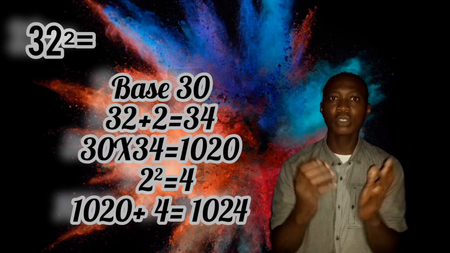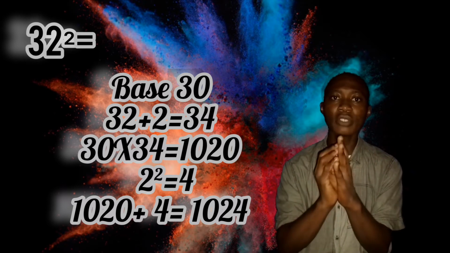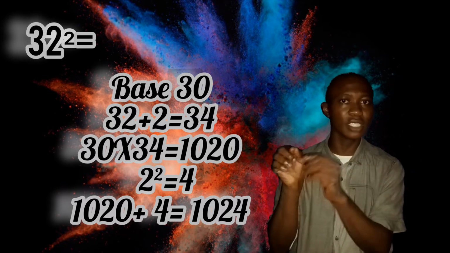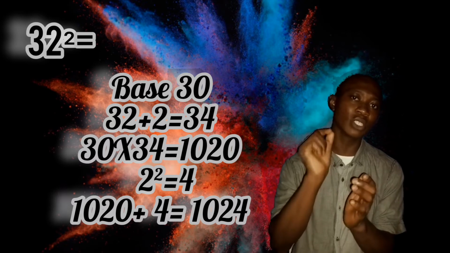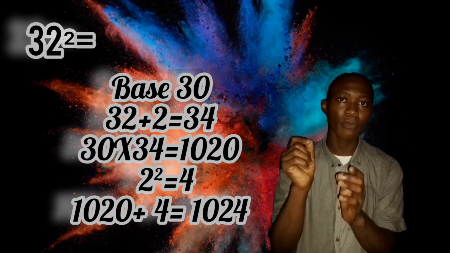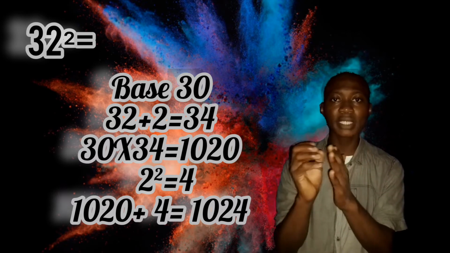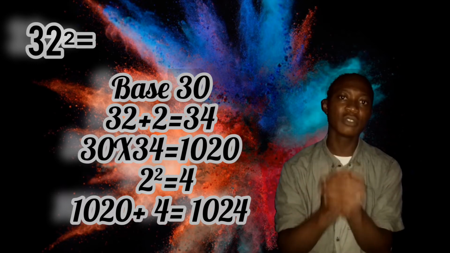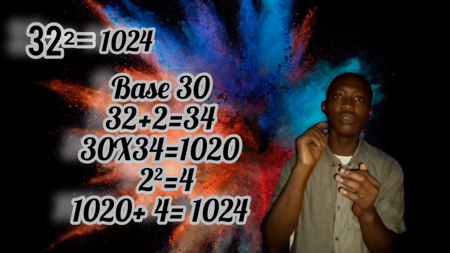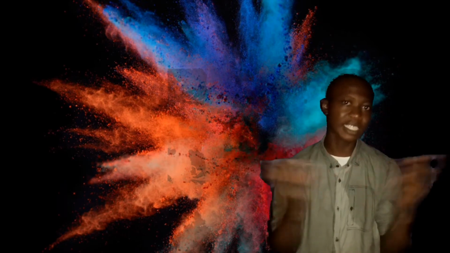1020. Since it's 1020 now, what you are going to do is square the unit number. The unit number is 2, and 2 squared is 4. 1020 plus 4 gives you 1024. That is very simple. So you can see that I just did it offhand. You could try as many as possible.